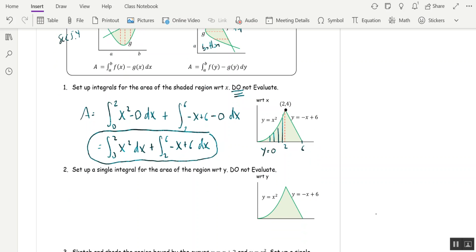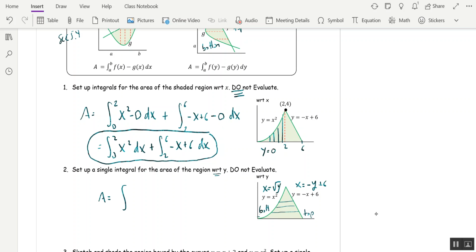Okay, same problem, but now we're going to integrate with respect to y. So instead of thinking vertical lines, I want to think horizontal lines. My top curve is over here. My bottom curve is over here. Now this will be an integral with respect to y, so I need to solve each of these equations for x. The first one gives me x is negative y plus 6, and the bottom curve is x equals root y.